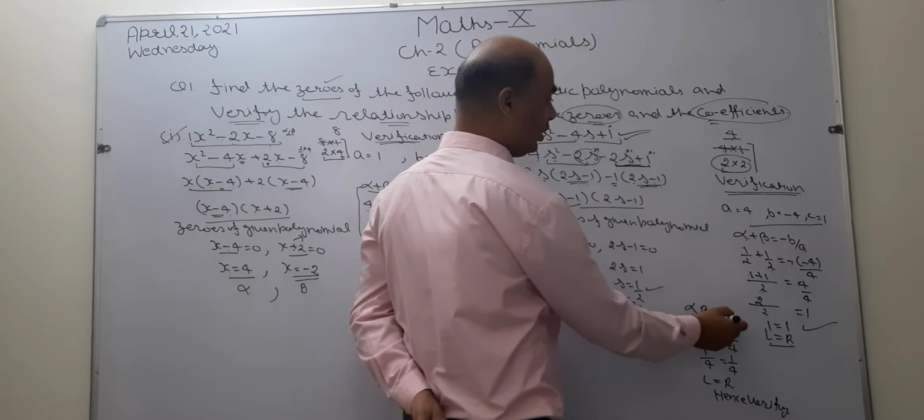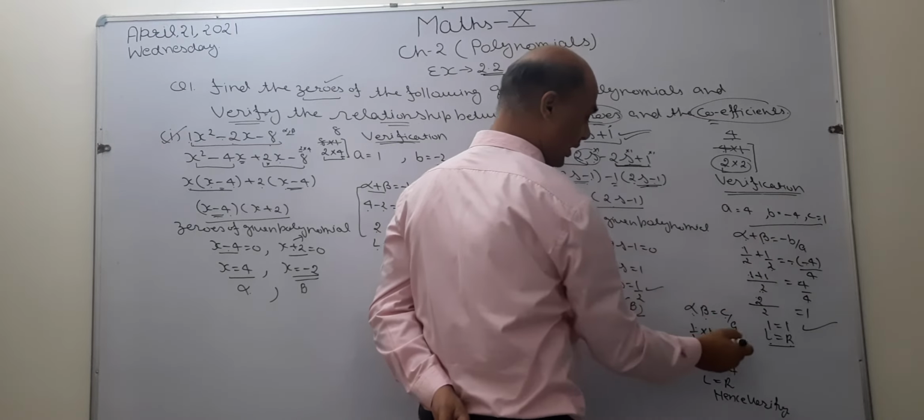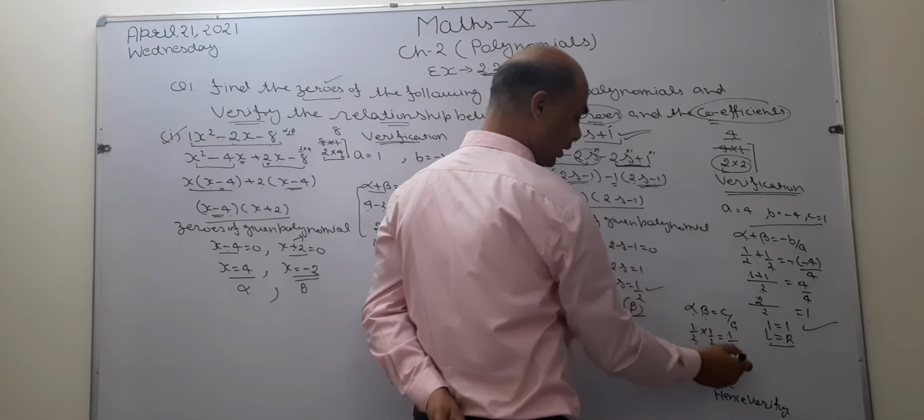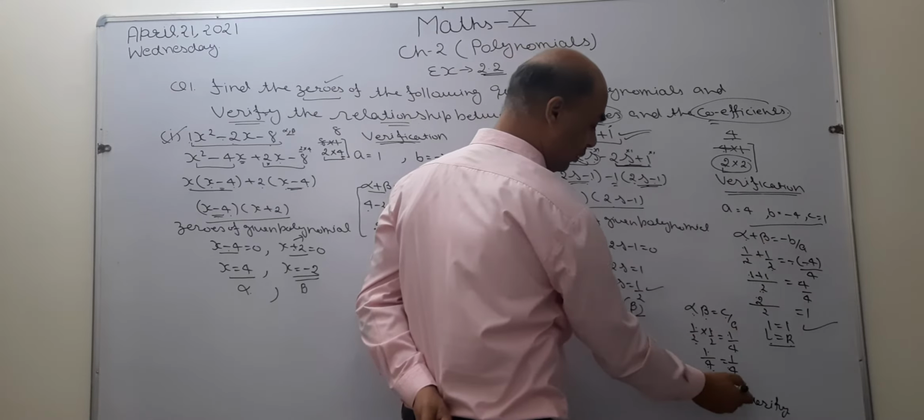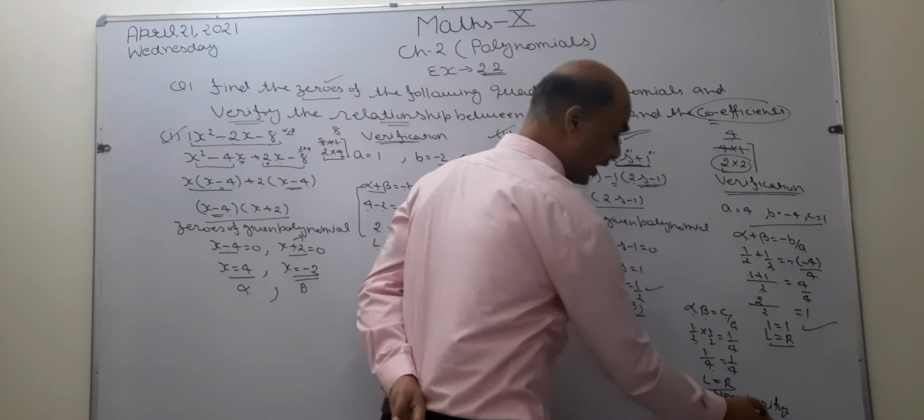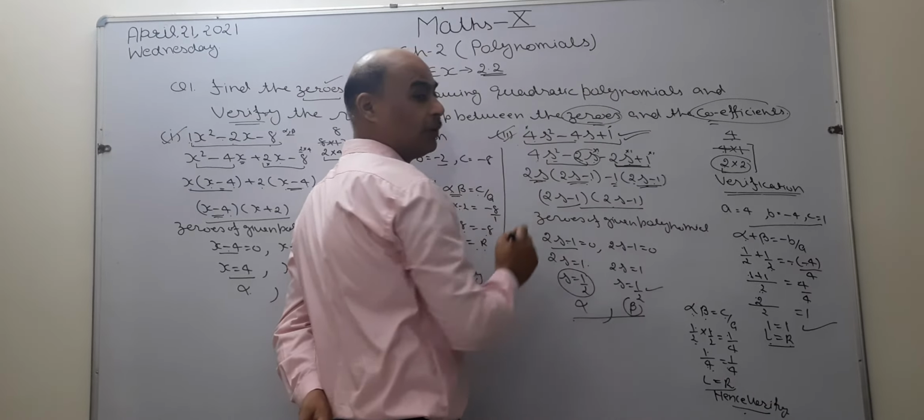Now C. What is the C? Coefficient of C is 1. Right here 1. Coefficient of A is 4. Now see, both the sides become equal. It means left hand side equal to right hand side. And hence verified. This equation number 2 is completed.